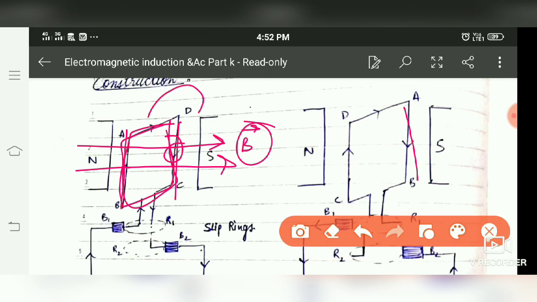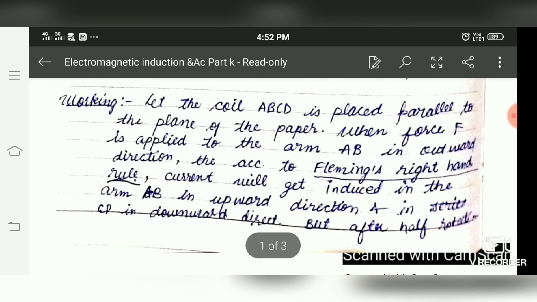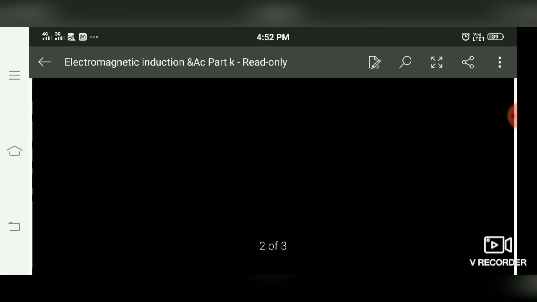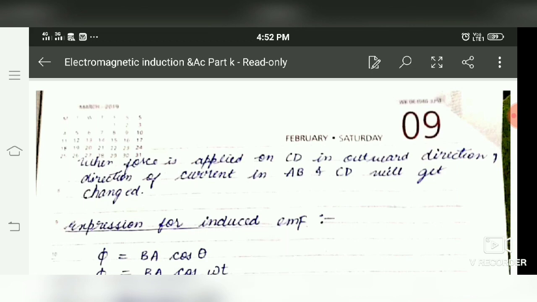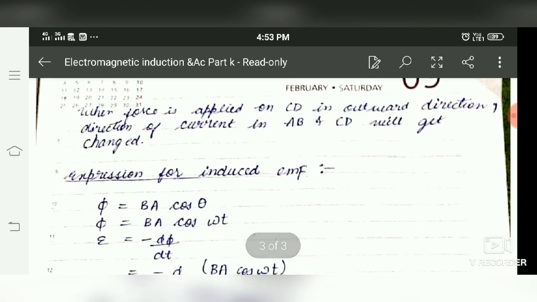Then the coil rotates. When the force is applied on CD in outward direction, as the coil rotates, the direction of force also changes, due to which the current direction also changes in AB and CD.